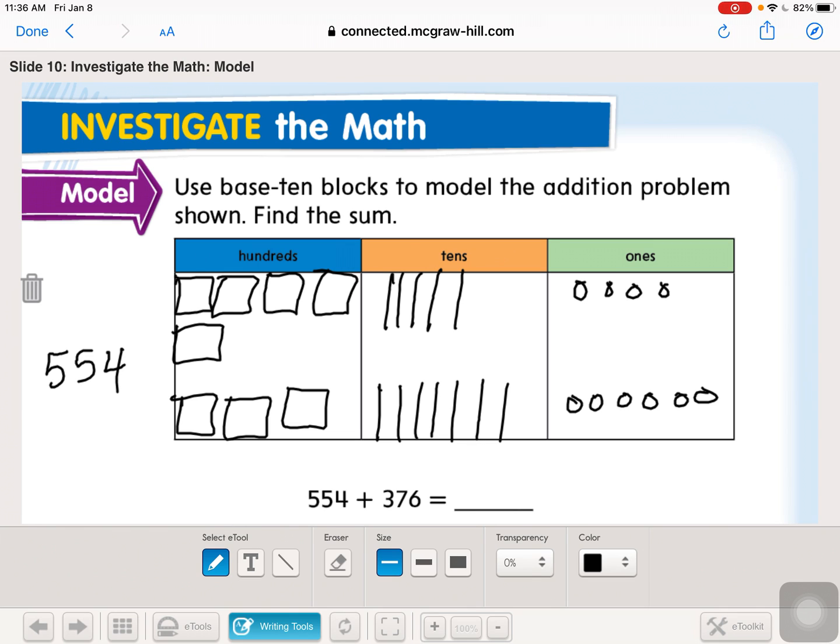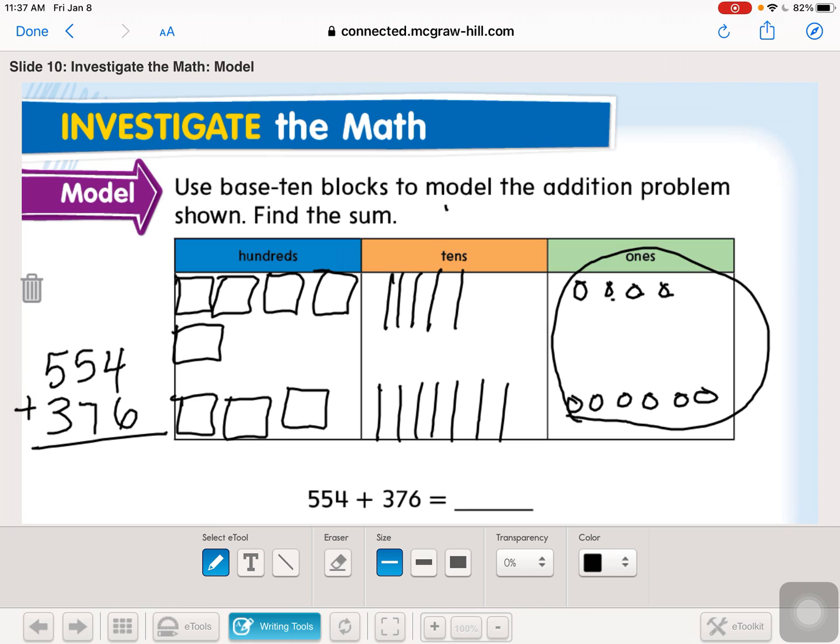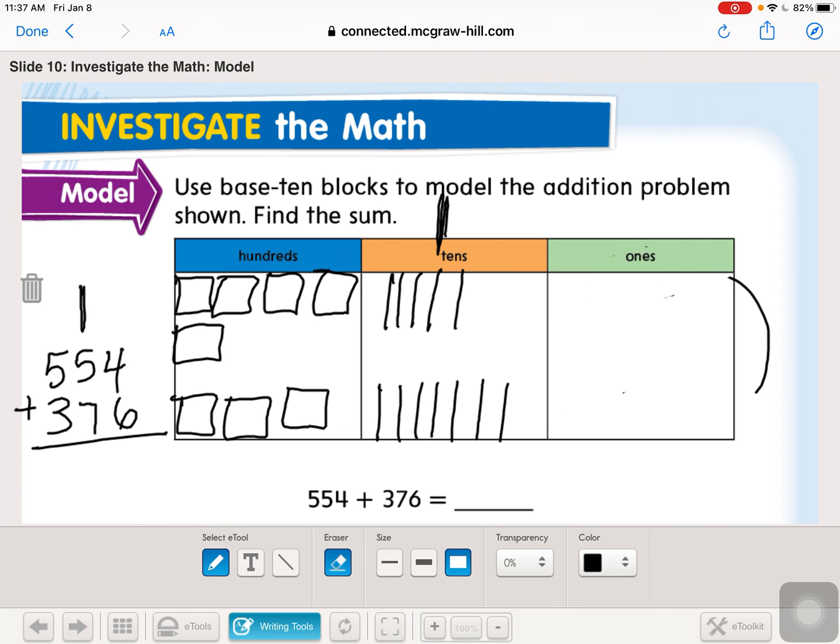Okay, and then let's write it out to the side as well. 554, just to keep track, plus 376. All right, so starting in my ones place, I have 6, 7, 8, 9, 10. So already I've got to regroup because I have 10 or more ones, I have to make a new 10. So I'm going to take these and change them into a 10, which is going to go up here. And when I do that, I'm left with 0 ones, right? They're all being moved over to that 10. I don't have any left over.